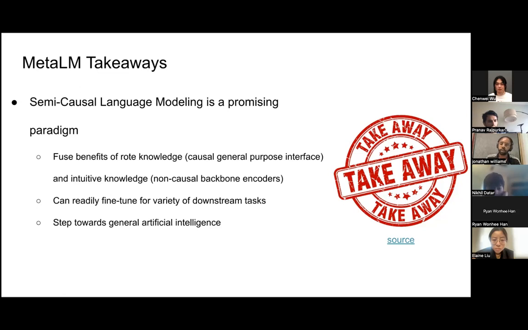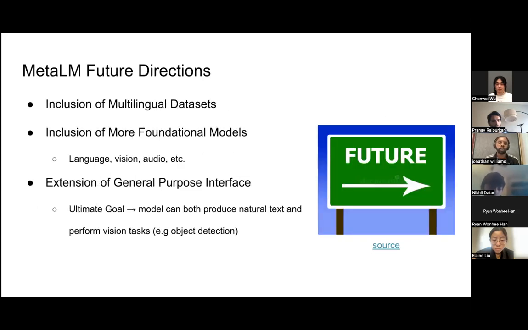So we're having models that are now able to perceive both images effectively and text effectively. So for the future directions, I guess the most immediate one would be the inclusion of multilingual data sets. They didn't train the model on any translation tasks, which would be a nice future direction in order to see how the model can perform at translating English to French or French to German, things of that nature.